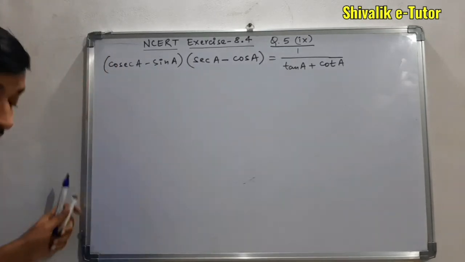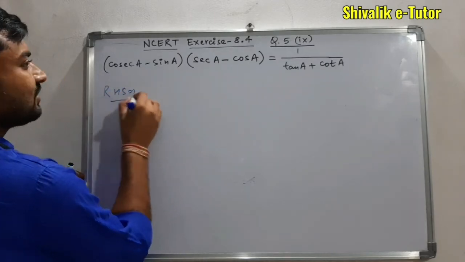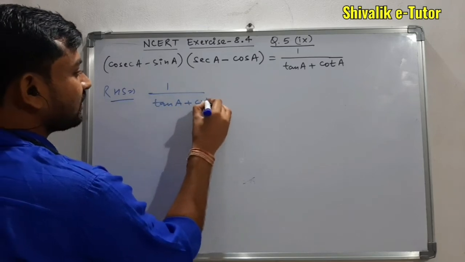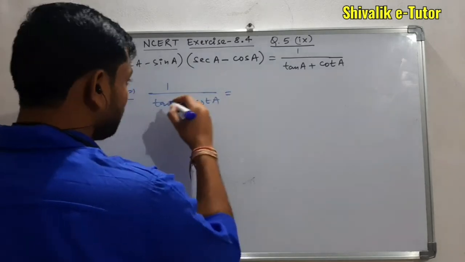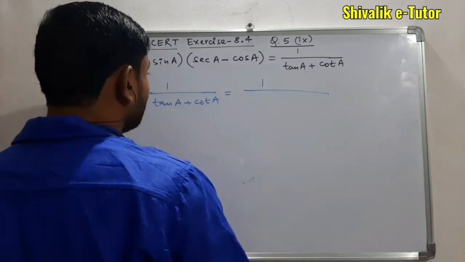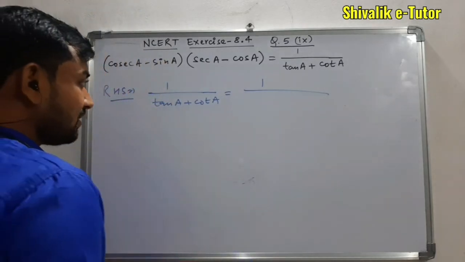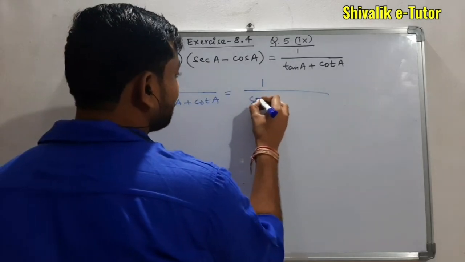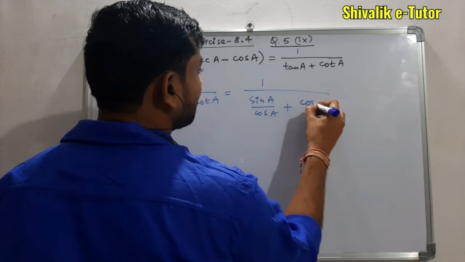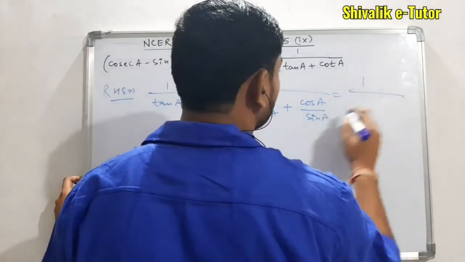Now let us come to the RHS part. If we solve the RHS, the RHS here is 1 upon tan A plus cot A. Let us convert this into sin and cos. Tan A can be written as sin A upon cos A and cot A can be written as cos A upon sin A.